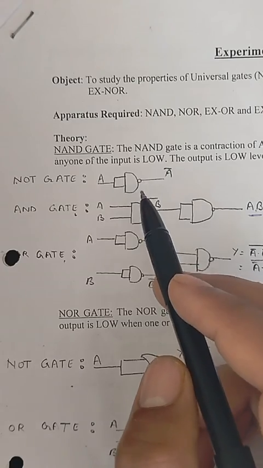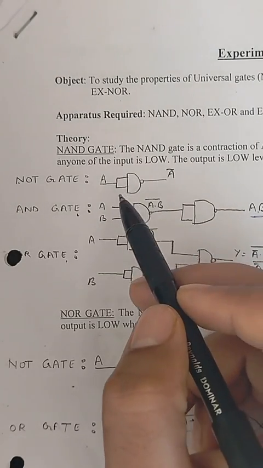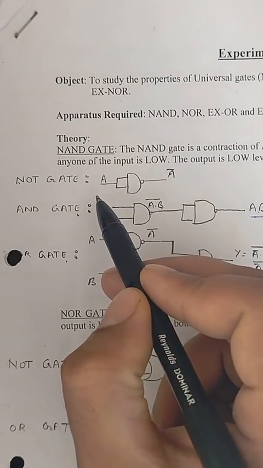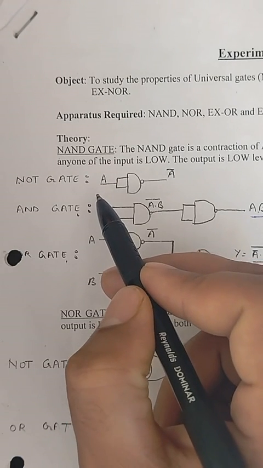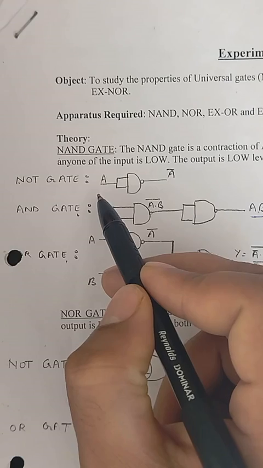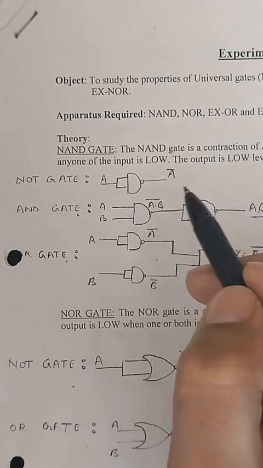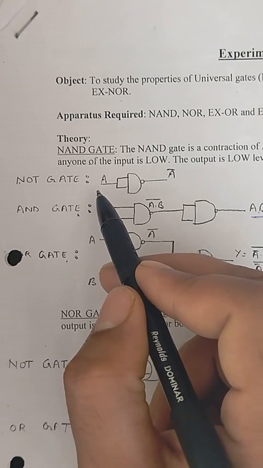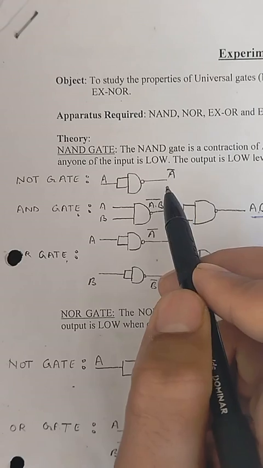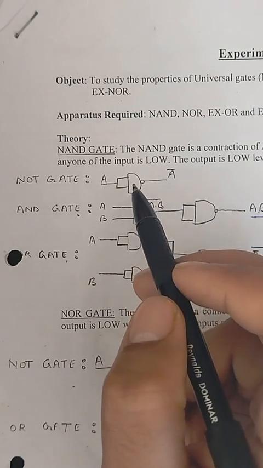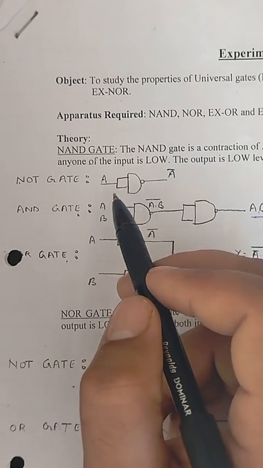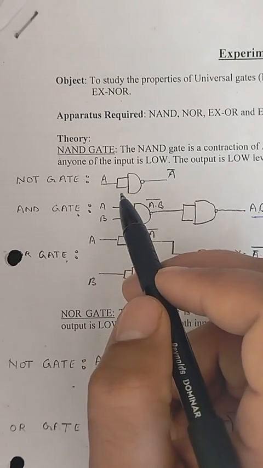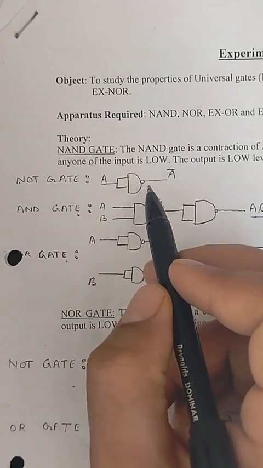Now you can see here, if our input is low, meaning 0, your output should be 1. If your input is high, meaning 1, your output should be low, meaning 0. So this NAND gate will behave like a NOT gate.